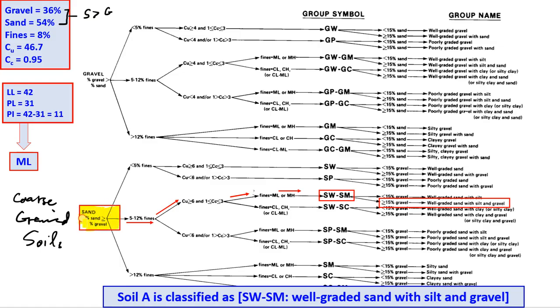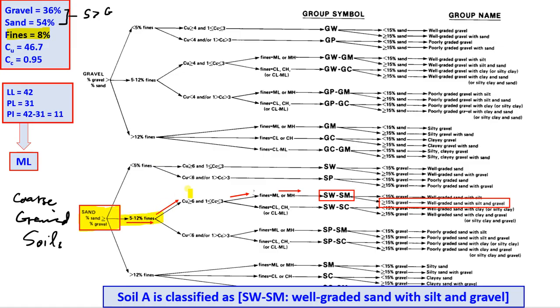Now the next thing we have to look at: there are three choices. Fines are less than 5%, between 5 and 12%, or more than 12%. In our case, fines are 8%, so we are going to go down this middle line.